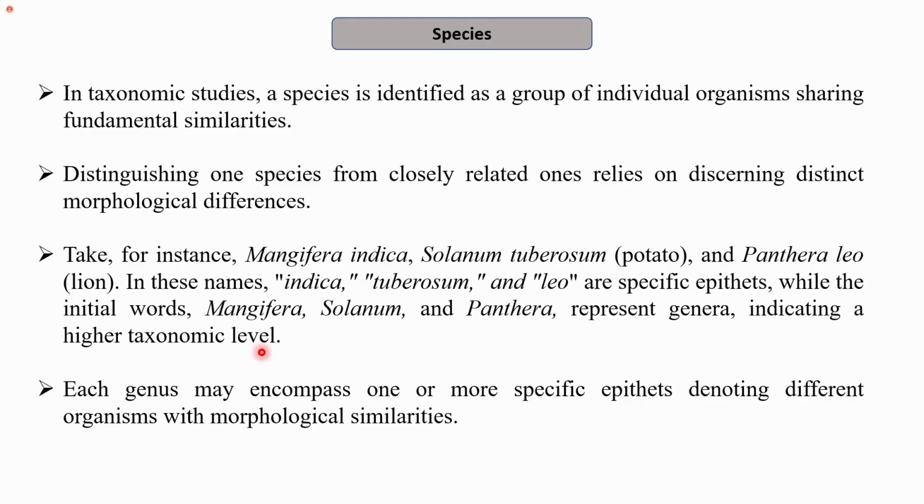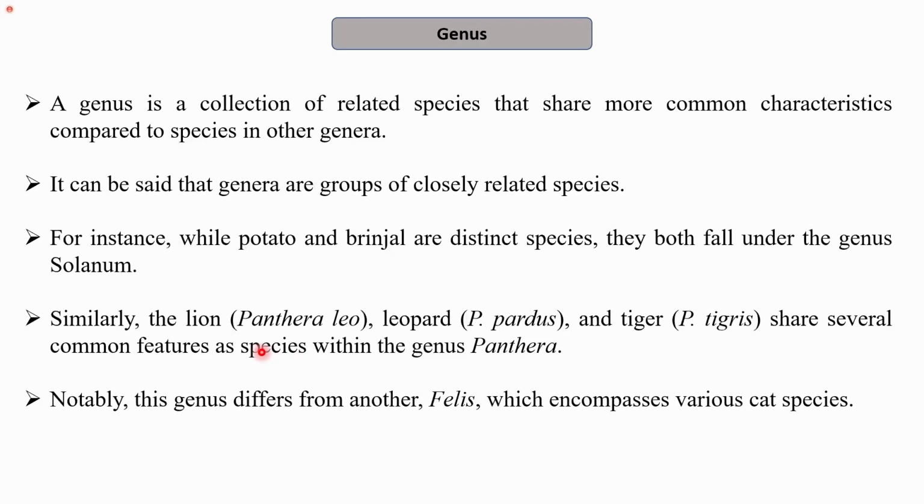So genus is a collection of related species that share more common characteristics compared to other species in other genera. So the genus includes a collection of related species. It has more characteristics in common as compared to the other genera. At this level, we are now comparing with the different genera. So, for example, we have Panthera as a genus, and we have Mangifera as a genus.